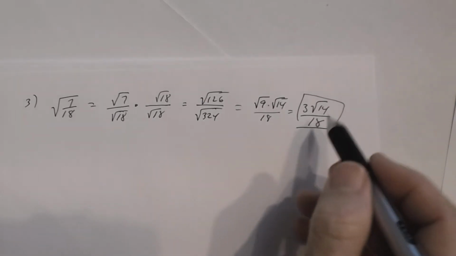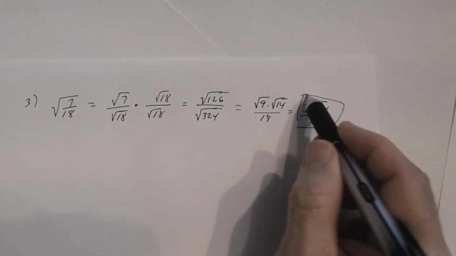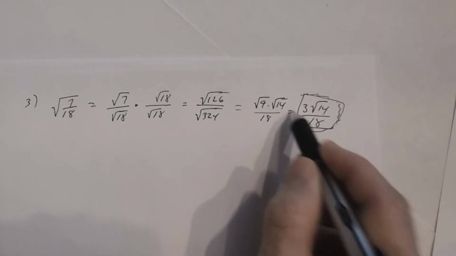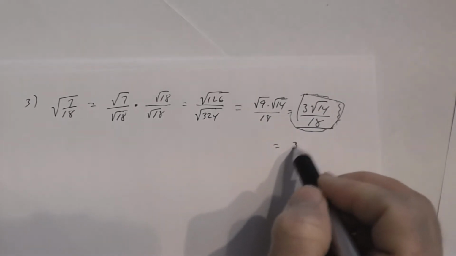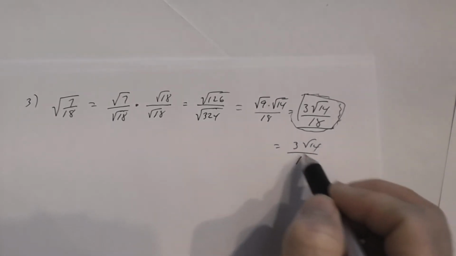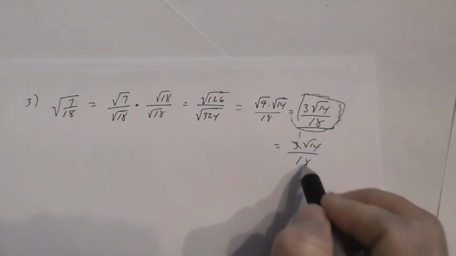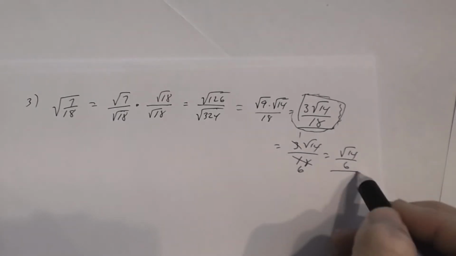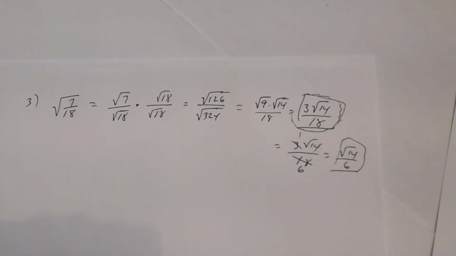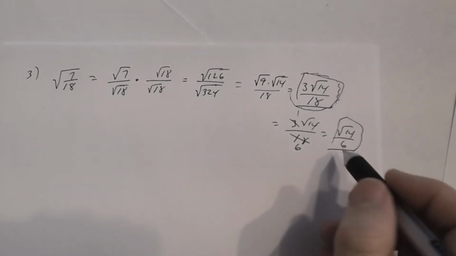And then, oops, sorry, I forgot. This is not the answer. Why is that not the answer? Because you can reduce. So 3 square root of 14 divided by 18. 3 into 3 is 1, 3 into 18 is 6. So the answer is the square root of 14 divided by 6, because you do want to reduce. Okay? You want to reduce.